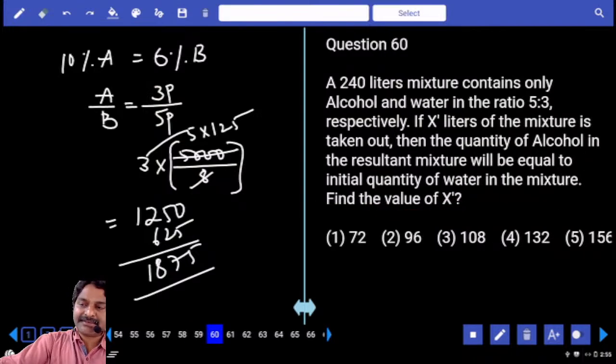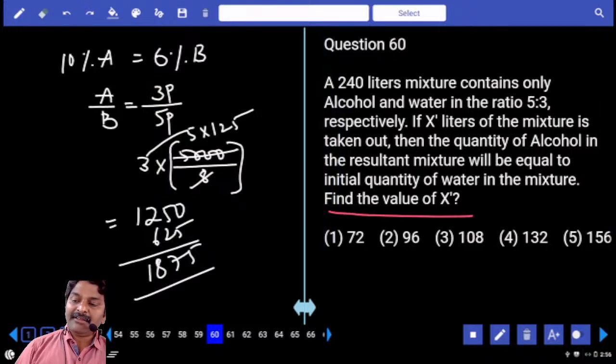A 240 liters of mixture contains only alcohol and water in the ratio 5:3 respectively. If x liters of mixture is taken out, then the quantity of alcohol in the resultant mixture will be equal to initial quantity of water in the mixture. Find the value of x.